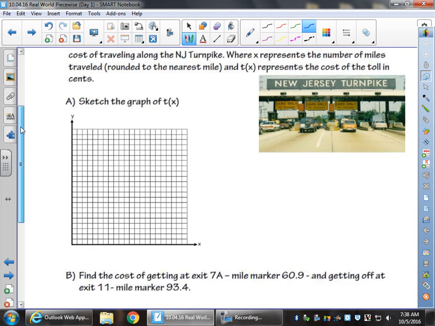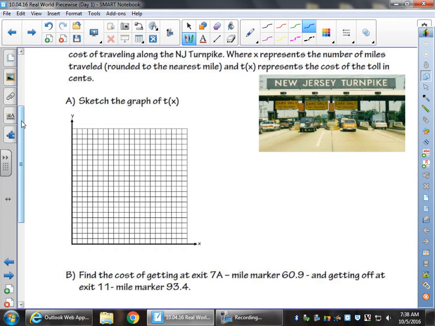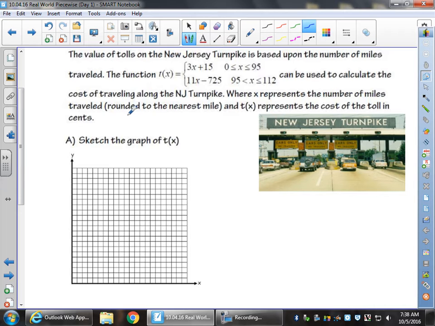So even though there are no defined variables, let's do that off to the side. X represents what again? Number of miles. And T of X, cost, in cents. So even if we're not asked to define variables, we're always going to do it. It's going to be a nice framework for everything else we talk about.